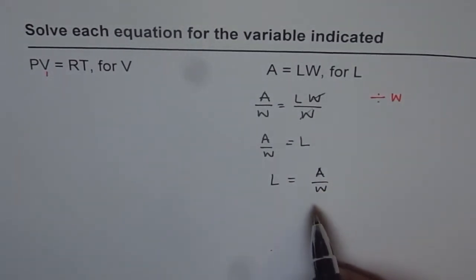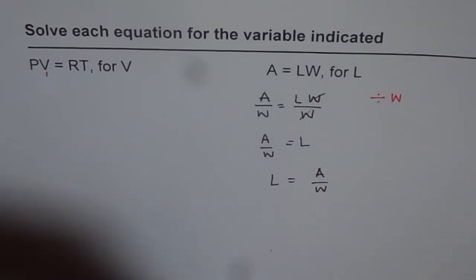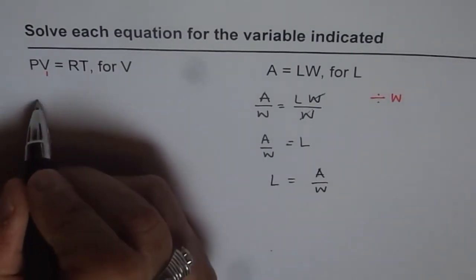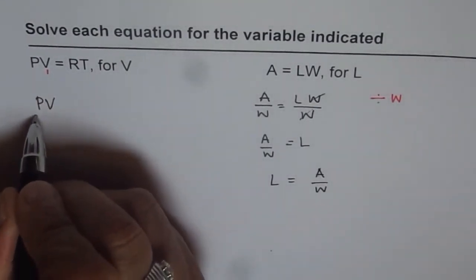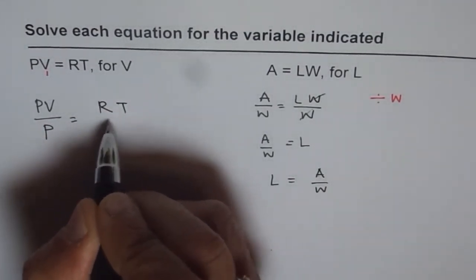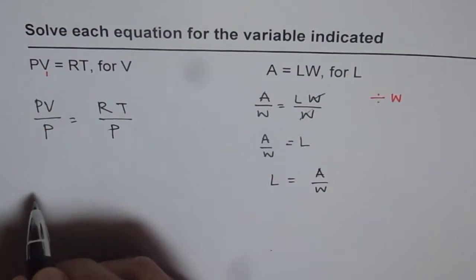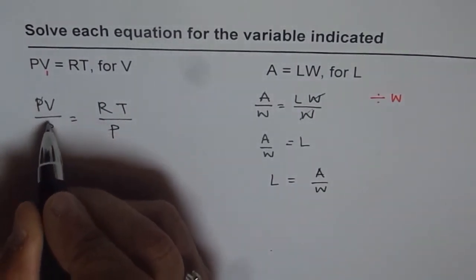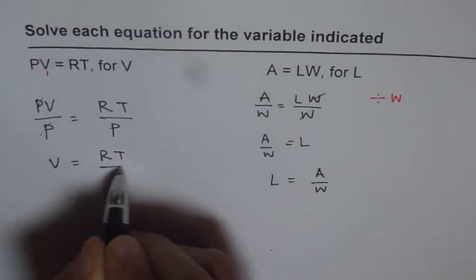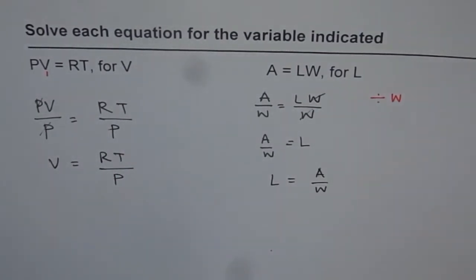Okay, let's do the same process here also. We need V, we don't need P. So we'll divide by P, correct? So we'll do PV divided by P equals R times T divided by P. Now P and P will cancel out, and so we are left with V equals R times T divided by P. So that's how we can isolate the variable indicated.